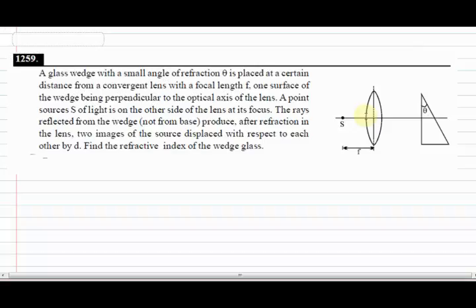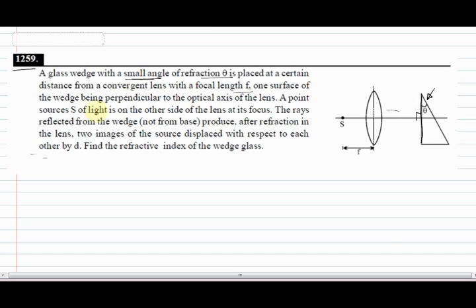Hello students, now we will discuss question number 1259 from the book 1234. In this question it is given to us that a glass wedge with a small angle of refraction theta is placed at a certain distance from a convergent lens of focal length f, one surface of the wedge being perpendicular to the optical axis of the lens.